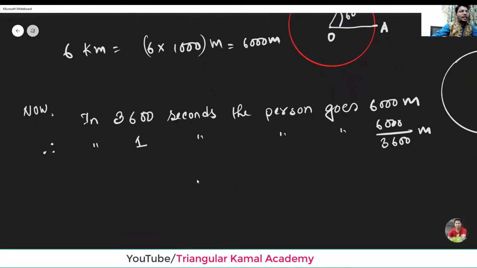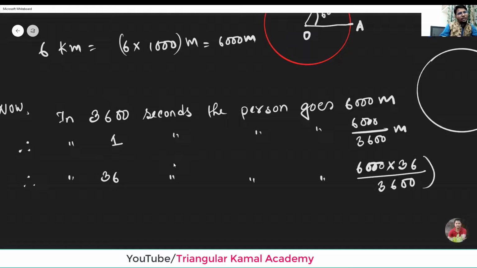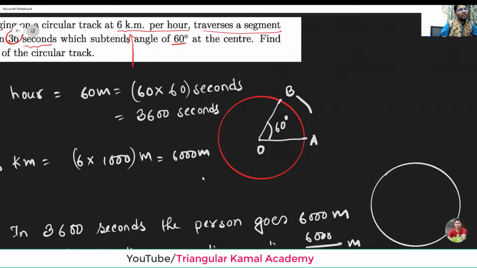So now in 36 seconds, he travels from A to B. In 36 seconds, the person goes 6000 multiplied by 36 divided by 3600 meters. Now 36 divided by 36 is 1, and 6000 divided by 100 is 60. This is 60 meters. So in 36 seconds, the person goes 60 meters. So the length A to B is 60 meters, because in 36 seconds the person goes from A to B, which is 60 meters.